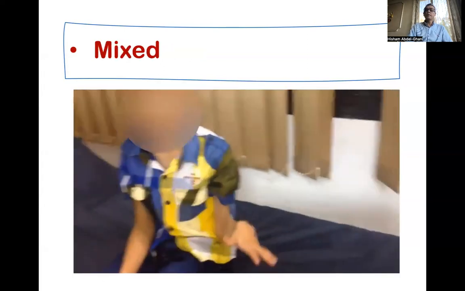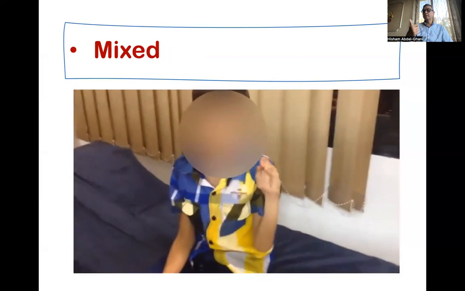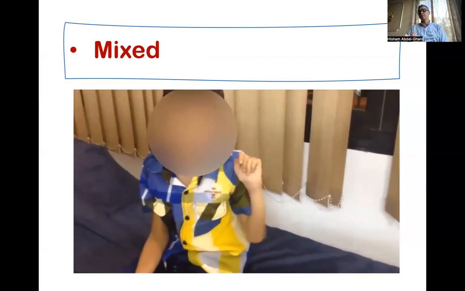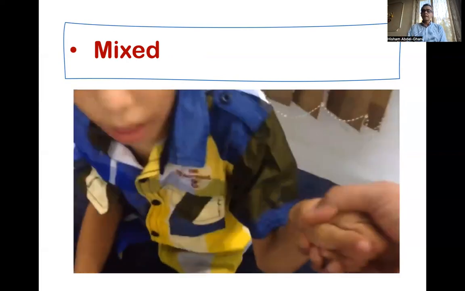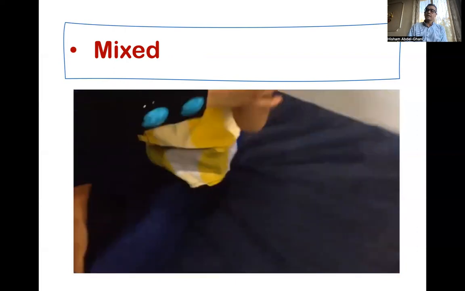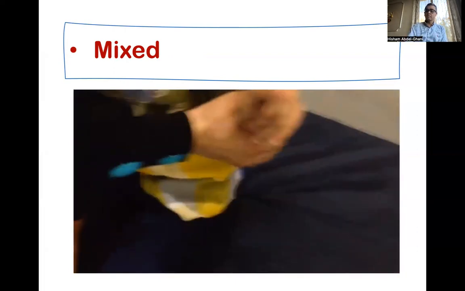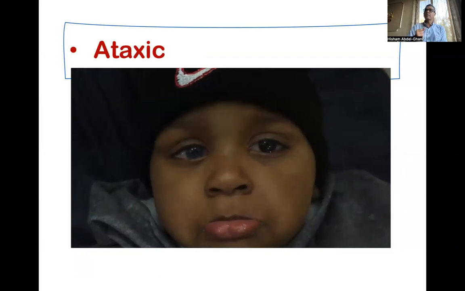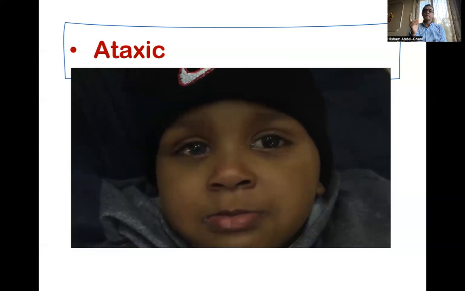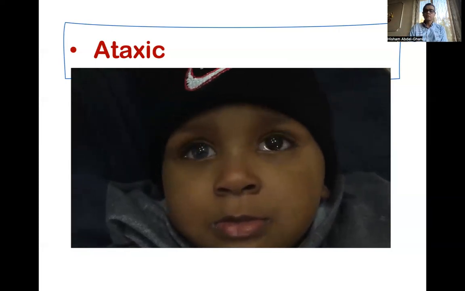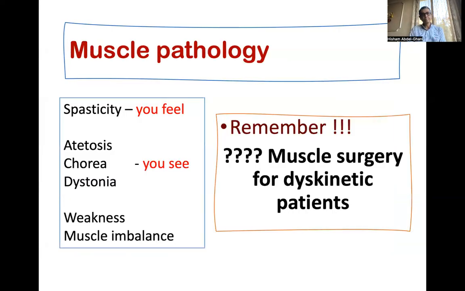This is an example of a mixed patient. He has an element of dystonia, an element of athetosis, and some degree of spasticity. He does not have good selective motor control and does not have good control of his upper limb. Ataxia can be inferred from tests for ataxia, but in young patients, we have to look at the eye for the presence of nystagmus. So spasticity, you feel; athetosis, chorea, and dystonia, you see.